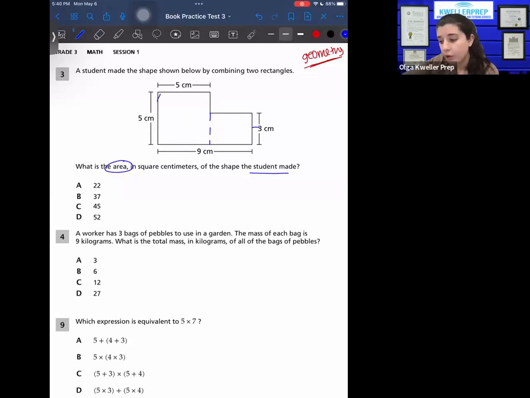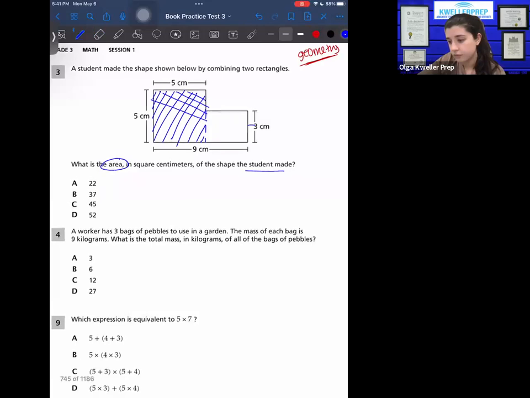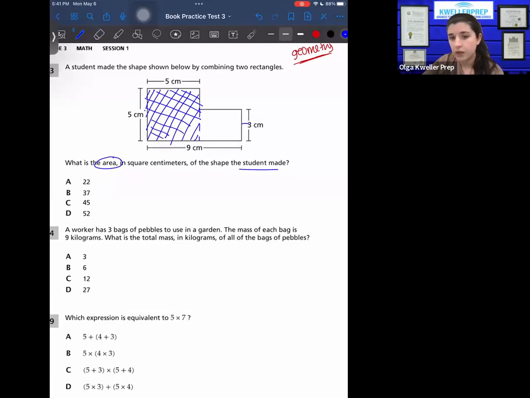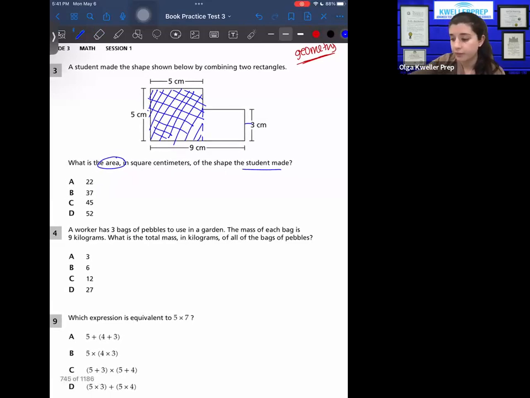So what is the area over here of this square? How do I get the area of a square? The area of a square is just side times side. And in this case, that's 5 times 5, or 25. And how about the area of this rectangle? Area of a rectangle is going to be length times width. I have my width here, right, of 3.